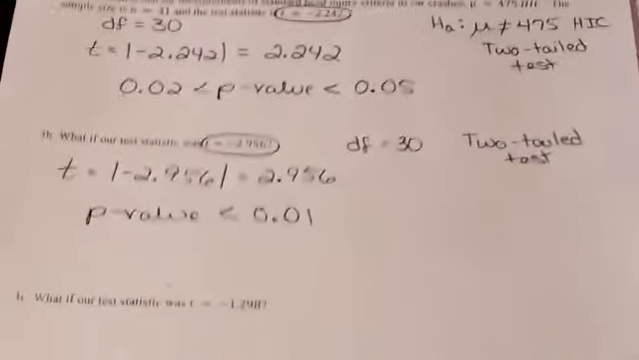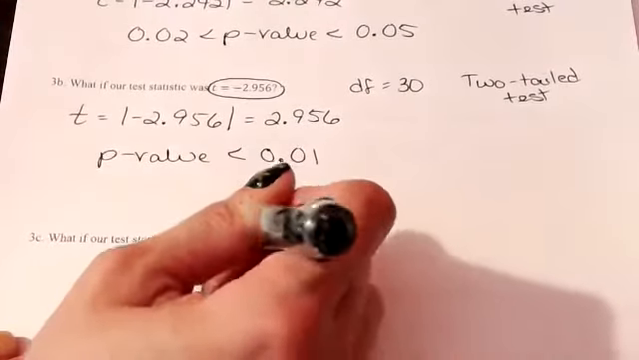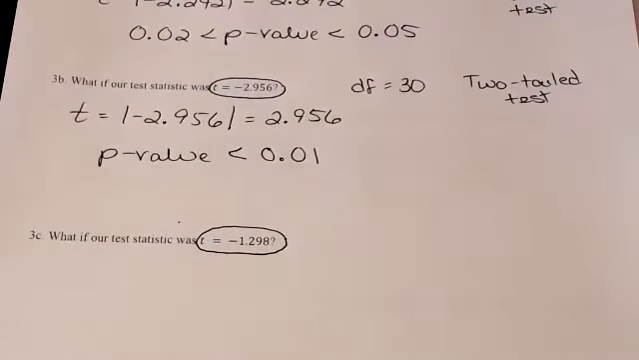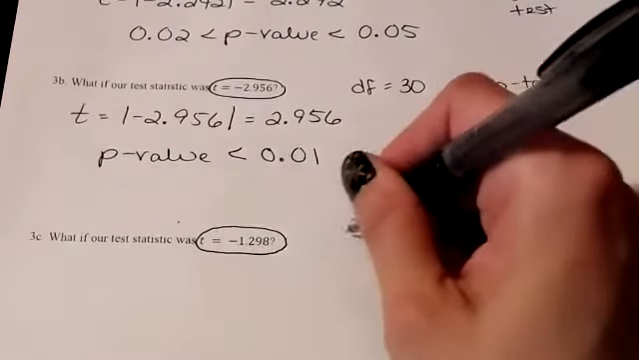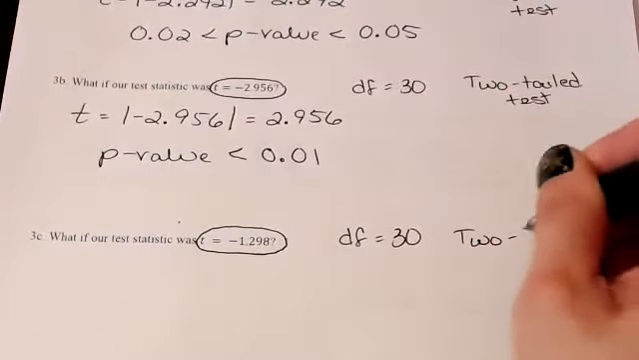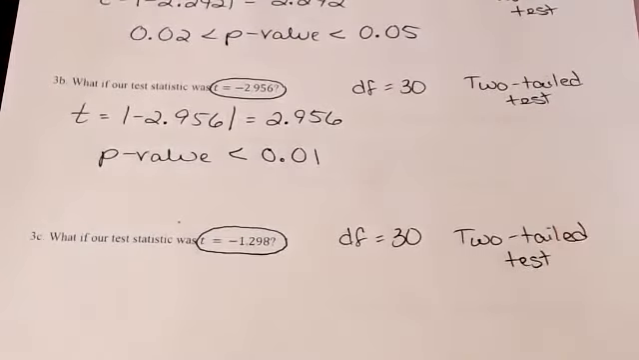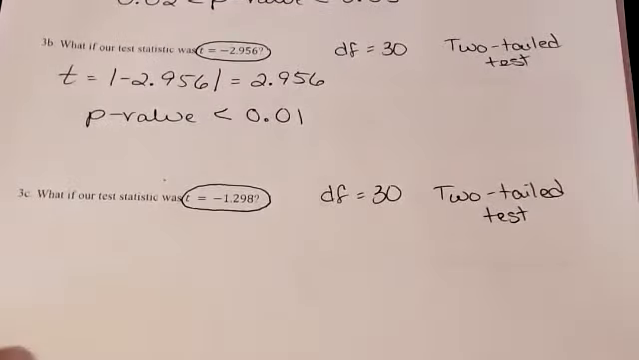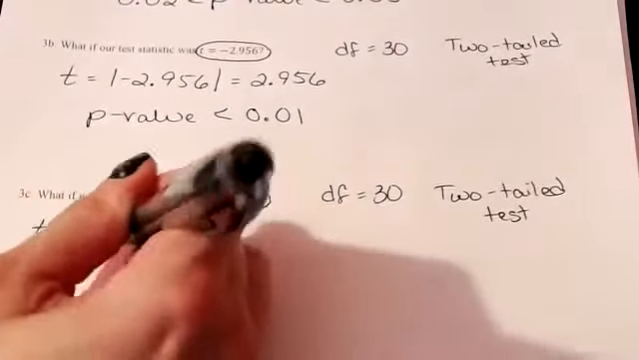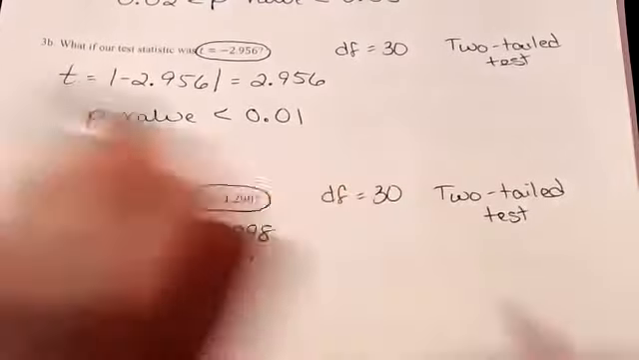Beautiful. Again, same thing. I know this is a little repetitive, but it's going to be helpful. Pause the video, try this one on your own, replay the video. Your degrees of freedom are still the same. It's still a two-tailed test. I hope you're pausing the video and trying this on your own. Take the absolute value of your test statistic. That's going to be positive 1.298.